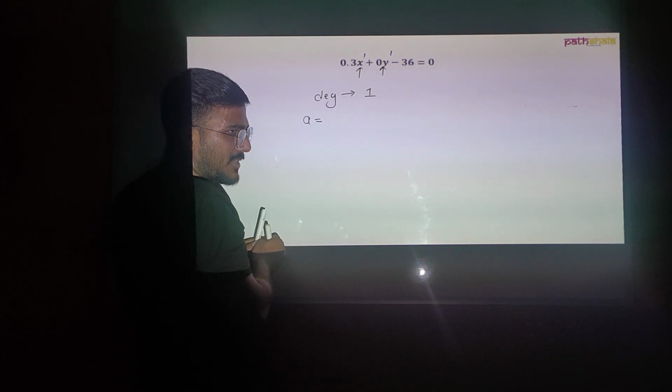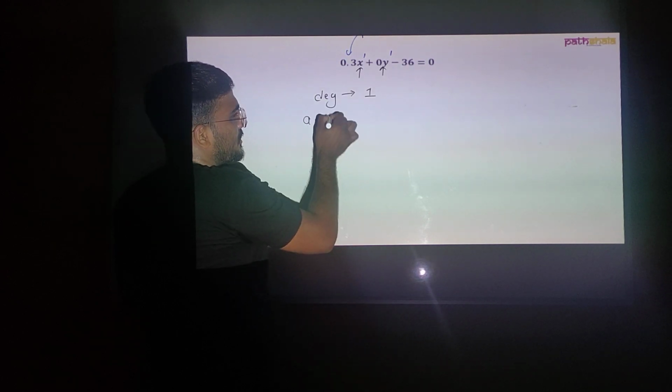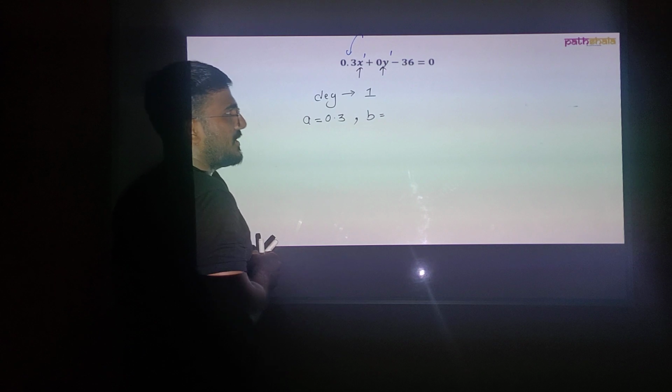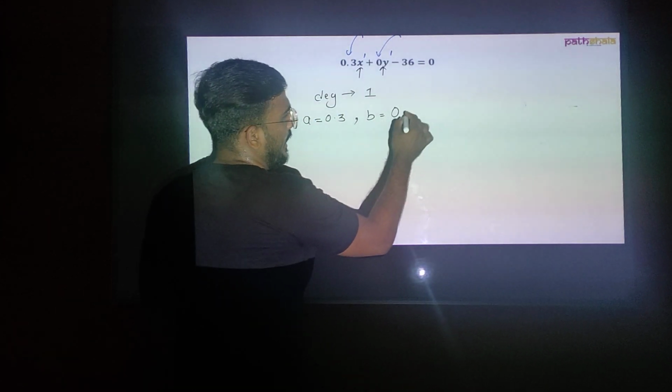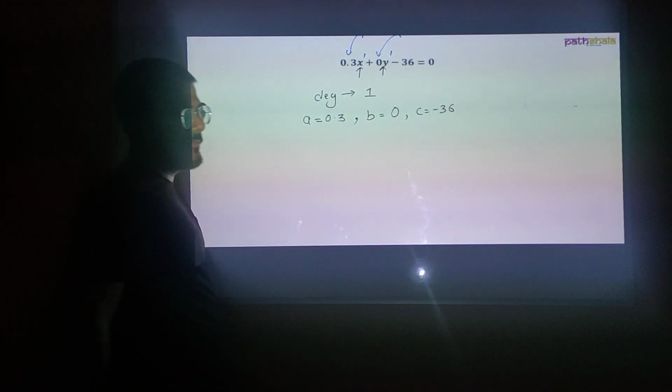What is the value of a, children? a means the partner of x. What is the partner of x? It is 0.3. Next is b. b is the partner of y. What is the partner of y? 0. And c is either you take minus 36 or shift it over and take plus 36.